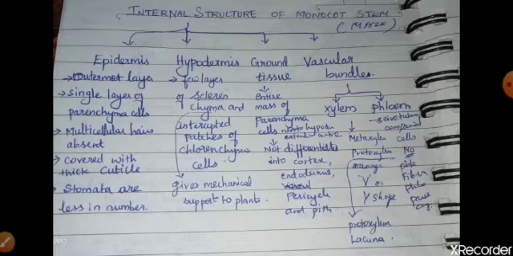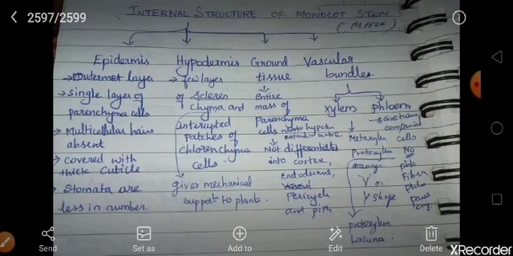So just a small recap here. Internal structure of monocot stem. This is seen in the case of maize. The first layer is the epidermis, then the hypodermis, then the ground tissue, then the vascular bundles. The epidermis is the outermost layer and it is a single layer of parenchyma cells. Multicellular hair is absent here. It is covered with a thick cuticle and the stomata are less in number.